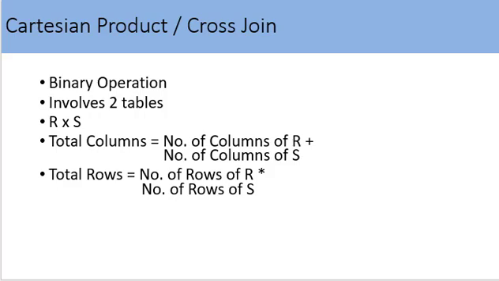It is denoted by cross. If R and S are two tables or relations, then their cross join R cross S will contain all the attributes of R and all the attributes of S. Moreover, all the rows of R will be merged with all the rows of S. Total number of rows in the resulting relation will be total number of rows in R multiplied by total number of rows in S. It is also known as cross product.